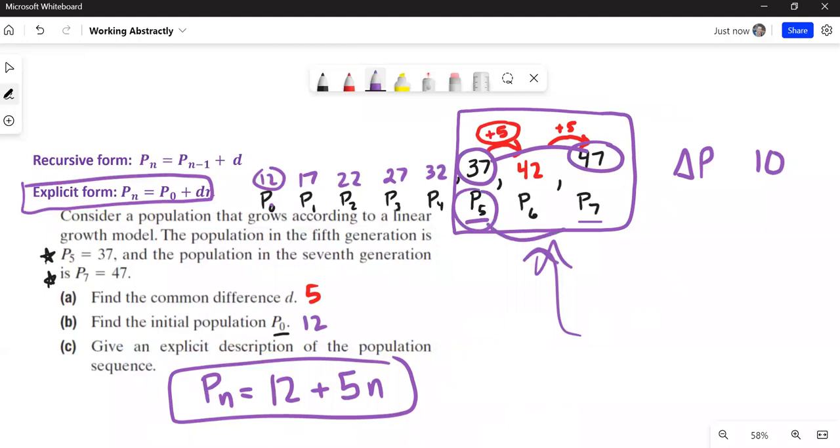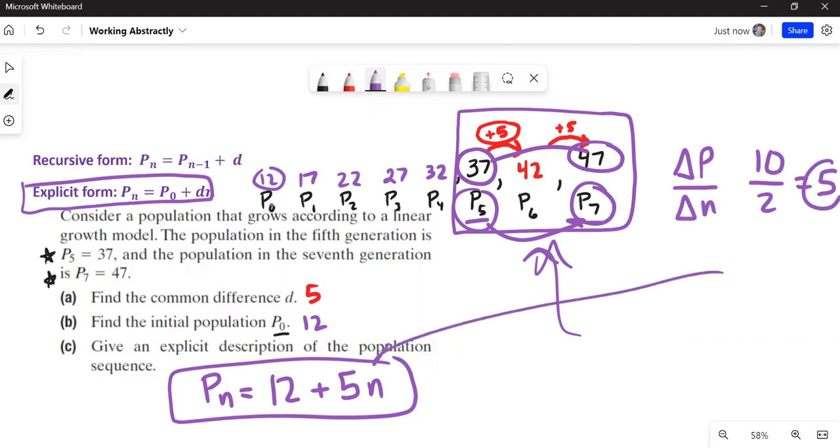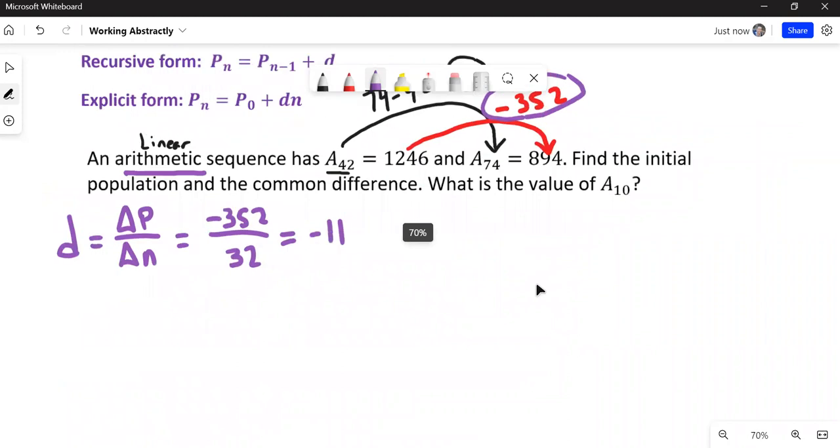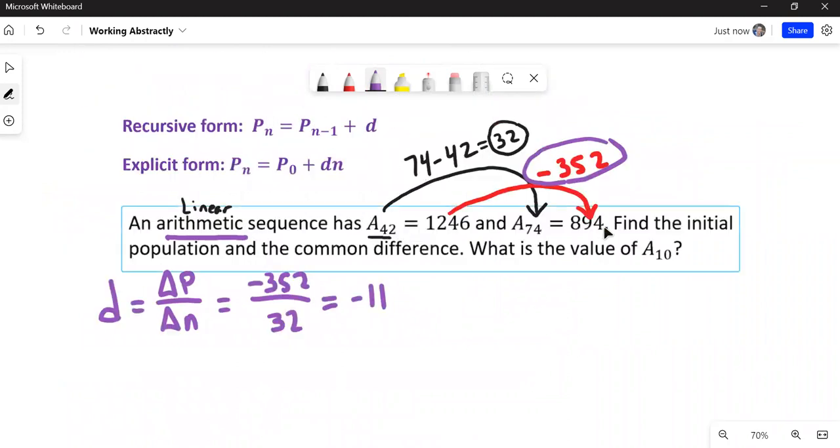And how many terms did it take? Well, it went from the 5th term to the 7th term. So my change in N would be 2. 10 divided by 2 is 5. And remember that 5 was our common difference, right? That's what we found in the previous problem. So we're doing that here on a grander or larger scale, right? We're finding that the terms went down 352 in 32 terms. So our D is negative 11.